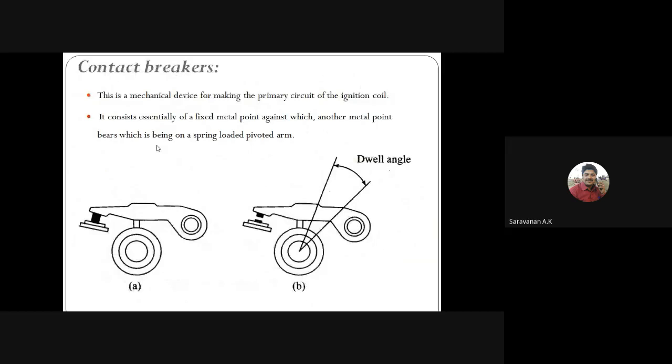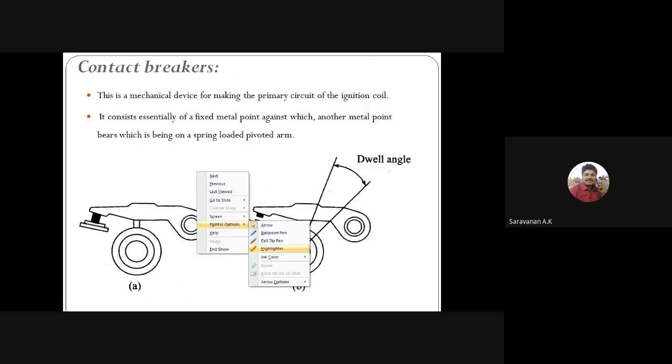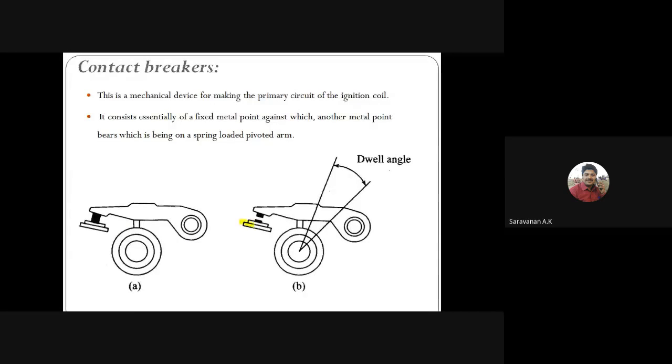Here we have two plates. In the contact breaker, we have two metal plates. This one is a metal plate and this one is a metal plate. This metal plate is connected from the primary coil, the induction coil. Then the second metal plate will be connected to this arm. This arm is called the pivot arm, and this arm is connected to the ground.